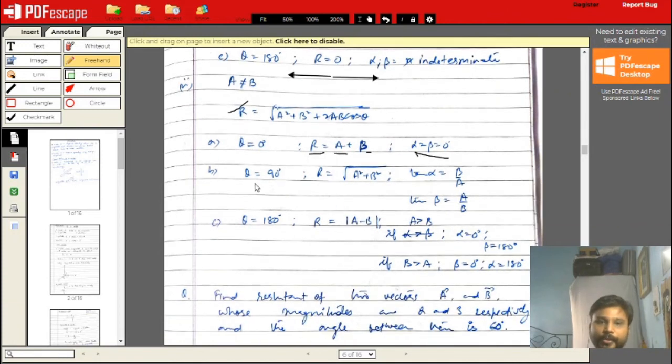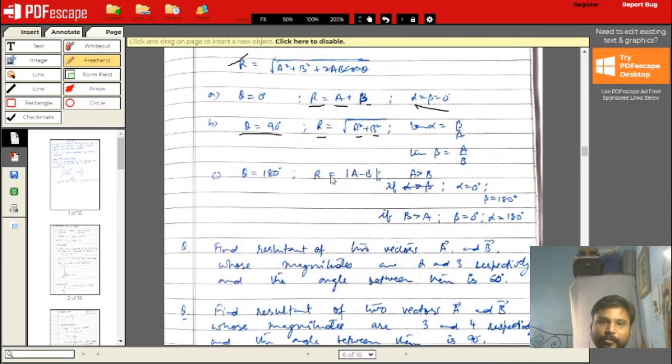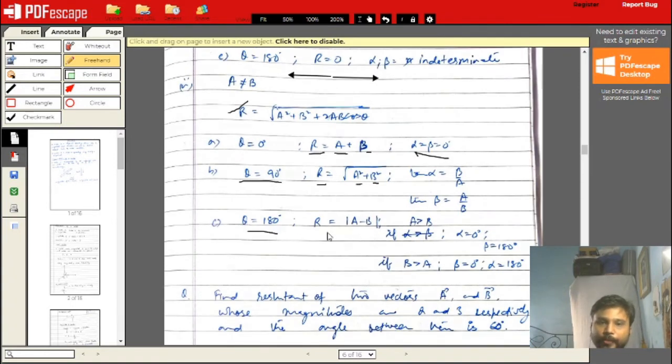If the two vectors have an angle of 90 degree between them, then R would be equal to square root of A square plus B square, Pythagoras theorem. If the two vectors are opposite to each other, then the resultant would be the magnitude of the bigger vector minus the smaller vector. Now the mod sign is put here so that if A is less than B, it also comes out positive. Since R is a length, it has to be positive, so we put a mod sign. Even if this is negative, it comes out to be positive.